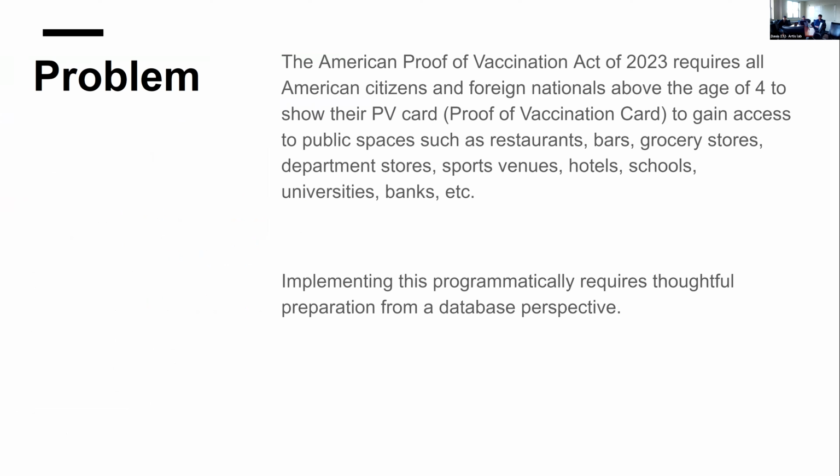And so the problem that we were presented was the implementation of verifying vaccination cards for everyone over the age of 4 years old. And so we needed to find an implementation that would allow verifiers to verify these vaccination cards to allow access into public spaces. So restaurants and bars and grocery stores and everything else.